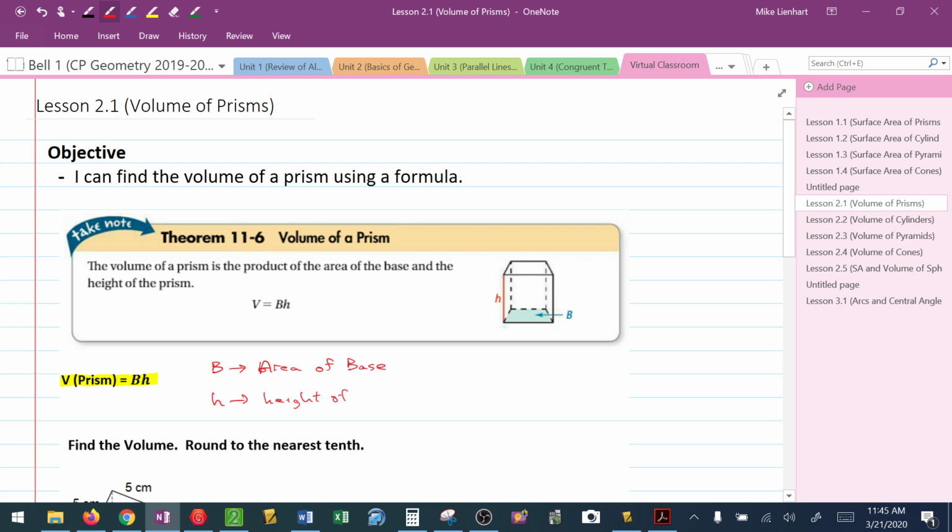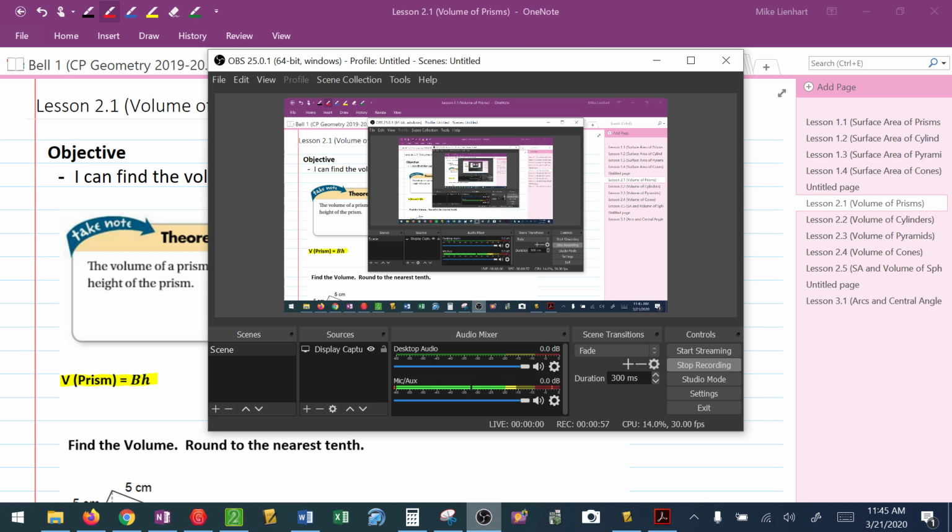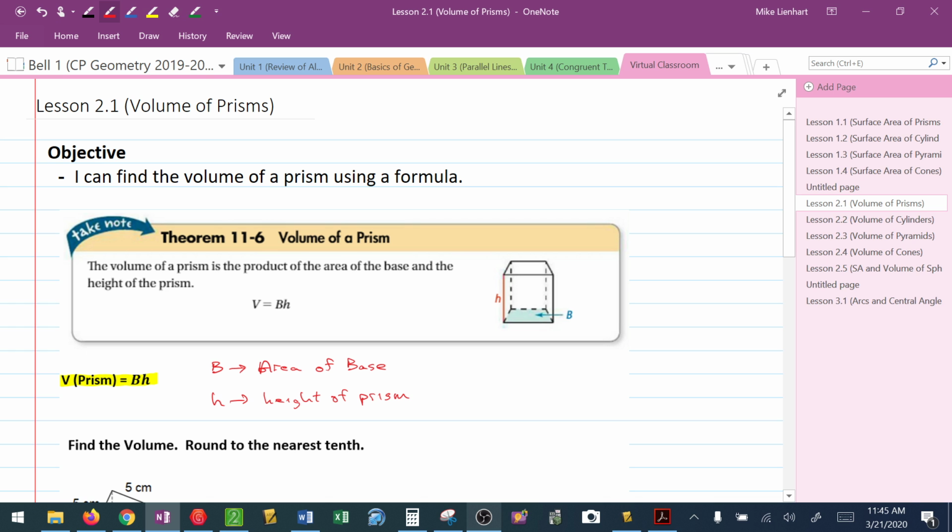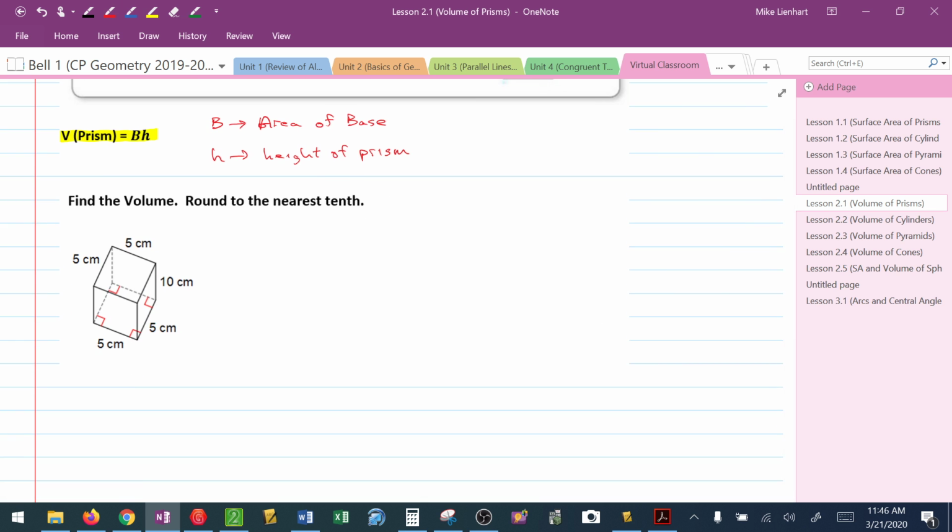So remember, whenever we're dealing with a prism, the first thing that we want to be able to identify is where the base is. Who is the base? So keep in mind with a prism, the bases can be any shape. They can be a triangle, a quadrilateral, a pentagon, a hexagon, whatever. But the sides of a prism always have to be rectangles. Okay? So let's jump right in here and figure these out.